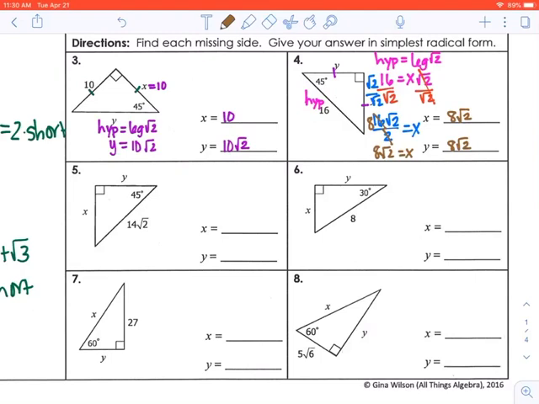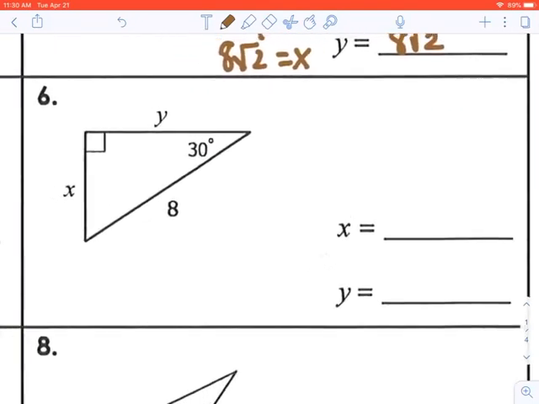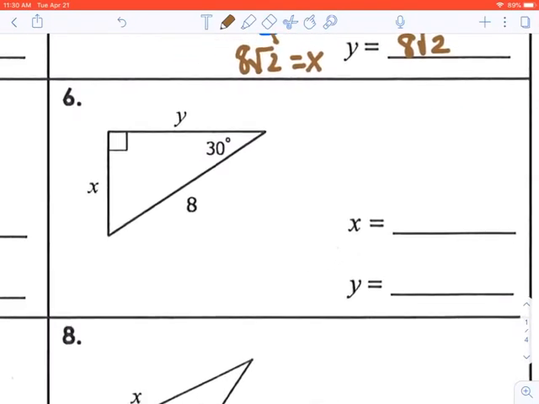So number 6 here, what we have is a 30, 60, 90. You can see the 30-degree angle there, okay? So opposite the 30 is going to be my short leg. Opposite what would be the 60 degrees, even though it's not written, it has to be 60. Opposite the 60 is going to be my long leg, and then opposite the 90 will be my hypotenuse, okay? And so we have the value of the hypotenuse.